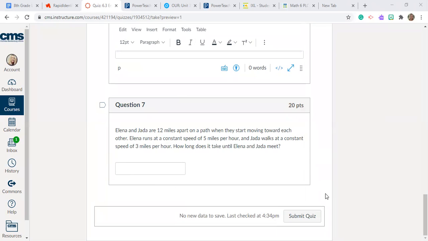Go ahead and do the work and look over your answers before you submit your test. Make sure they make sense for the scenario.